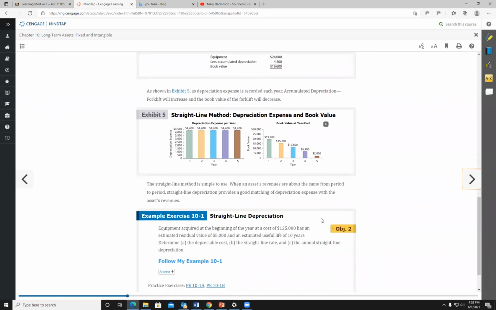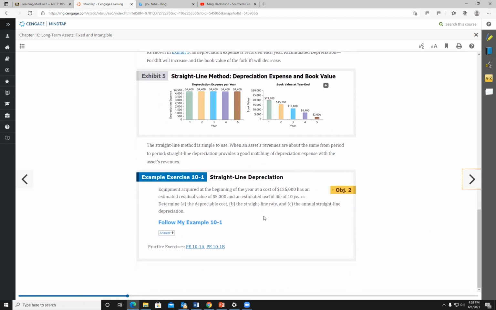So let's look at the straight line method, depreciation expense, and book value. The depreciation expense per year under the straight line method is $4,400 each year. The book value at the end of the year is declining, so that at the end of year 5, the book value should be the residual value of $2,000. The straight line method is simple to use, and when an asset's revenues are about the same from period to period, straight line depreciation provides good matching of depreciation expense with the asset's revenues.